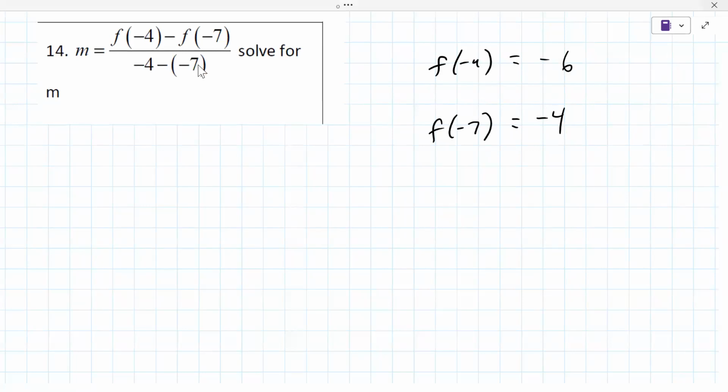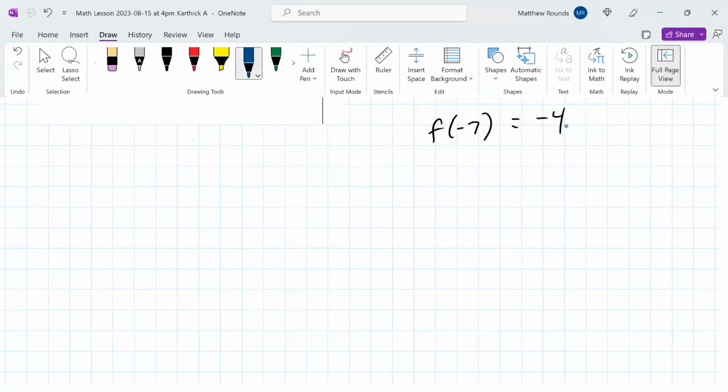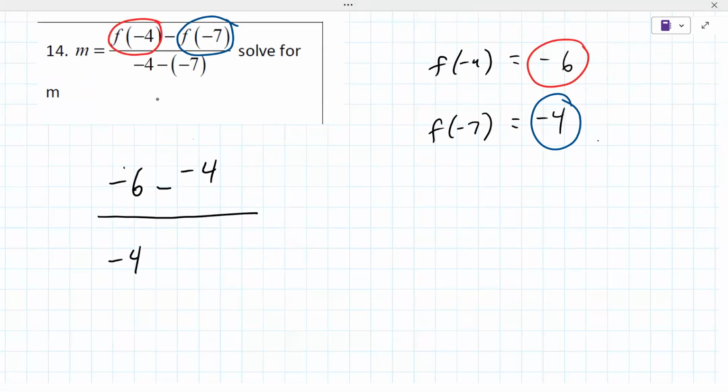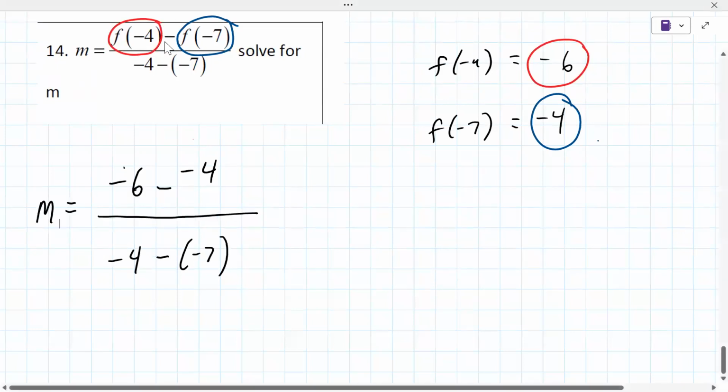Okay, so I'm going to color code this. This -6 goes in this place here for all of that. And then the -4 goes in for all of this right here. So it becomes -6 minus -4 over -4 minus -7, like that. So just take a look at that. Make sure you see that the subtraction operator is required in the middle. And then I'll let you simplify this from here. You do have to work on signs.